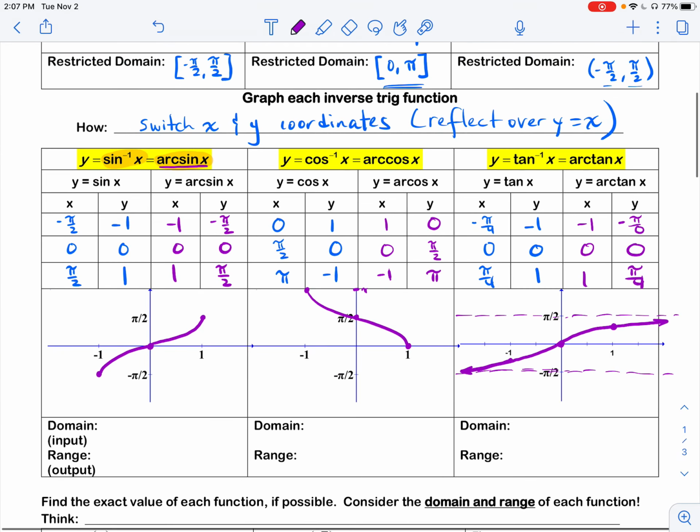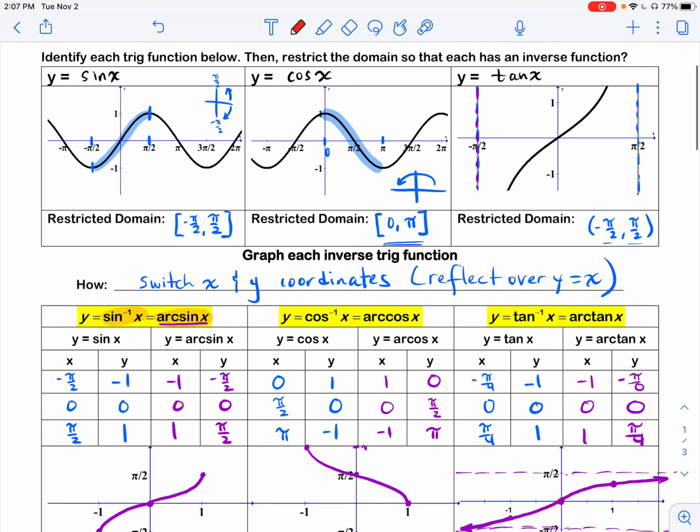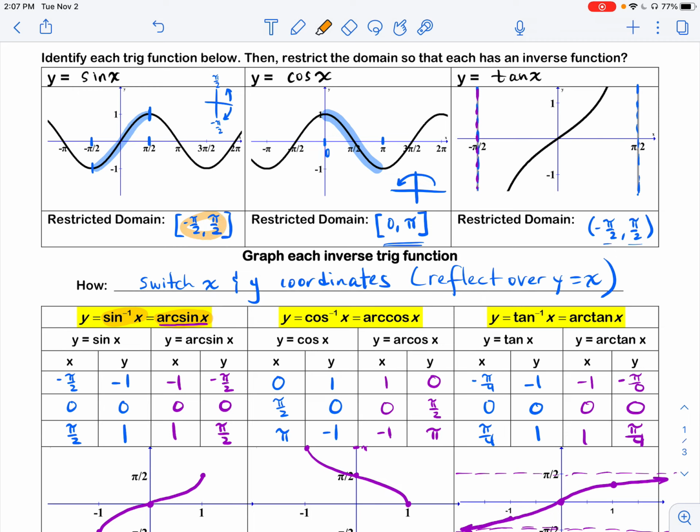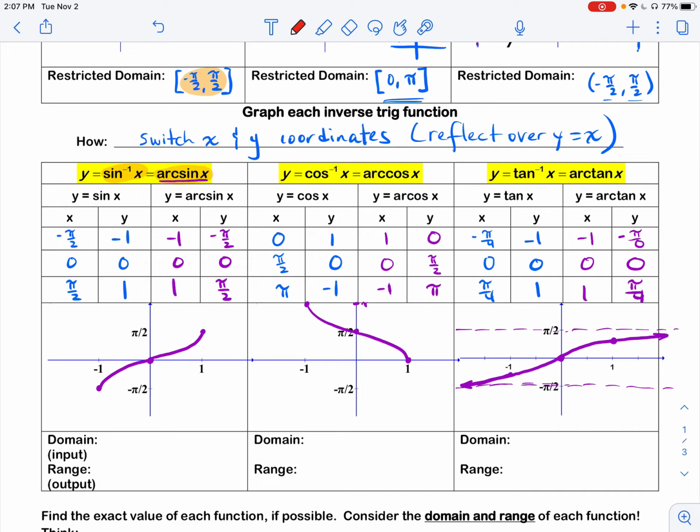And this is a good time to now talk about the domain and range of each of these inverse trig functions. For sine, we know that the domain was all real numbers, which means we have to restrict the domain for sine. So the restricted domain for sine is -pi/2 to +pi/2. This becomes the range of arcsine. The restricted domain becomes the range of arcsine. So -pi/2 to +pi/2.